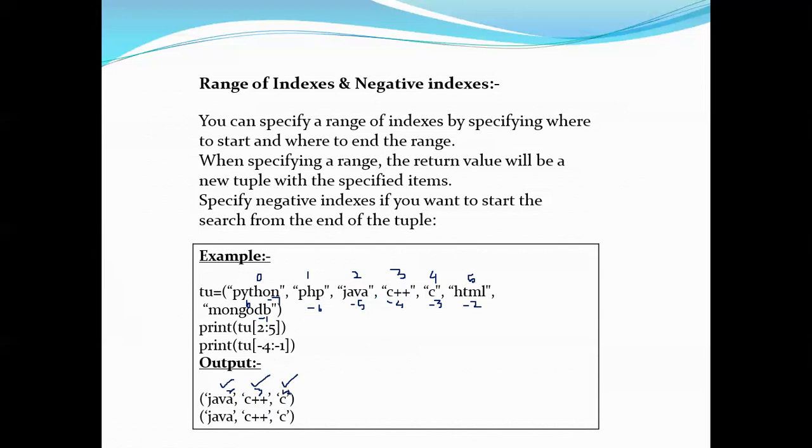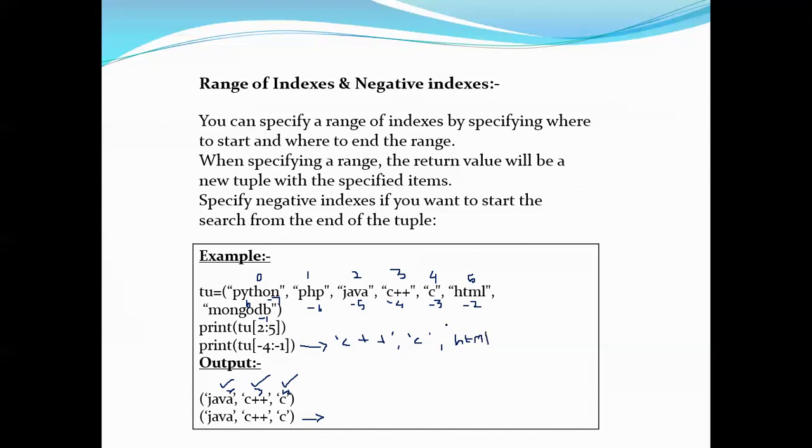Similarly, I can obtain the same result using negative indexing. How can I do it? We will see what output we get for this. These outputs are different: tu of -4 colon -1. I will get C++, that is index -4. Next, I will get C, which corresponds to index -3. Next, I will get HTML, which corresponds to -2. And -1 I will not consider, because it is the last index in my range.